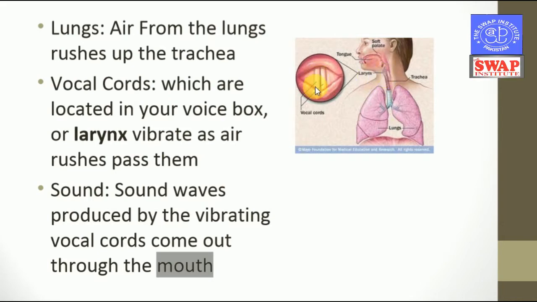And this one is the vocal cord. This is the structure of the vocal cord, placed in the upper side of the larynx, and when the air passes through the larynx, it will produce some sound. And by using the tongue we can make words from that produced sound.